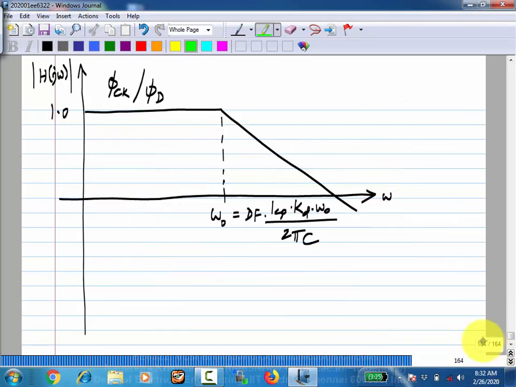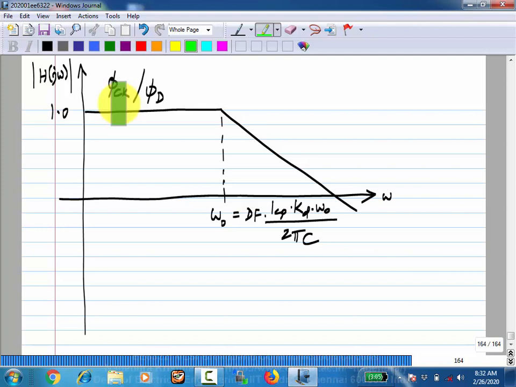What is the meaning of this DC gain being 1? What is your interpretation? What's that?